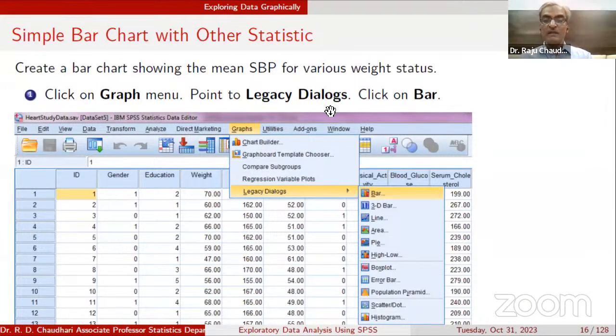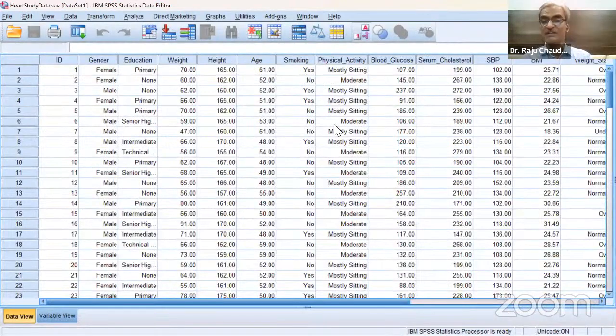Similarly, suppose I want to visualize the bar chart for, for example, systolic blood pressure for the various weight status. Now try to understand systolic blood pressure. This is my data file. What is SBP? SBP, systolic blood pressure, is a numeric variable.